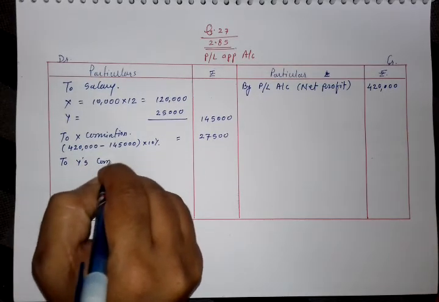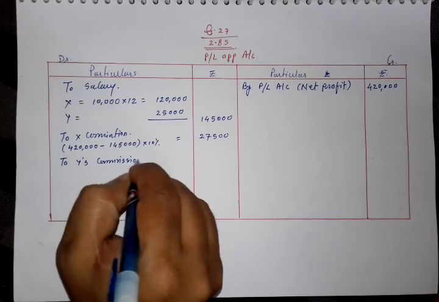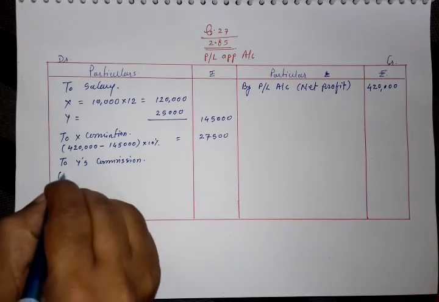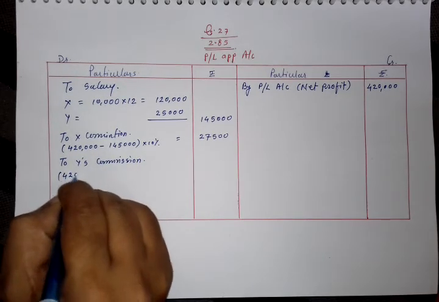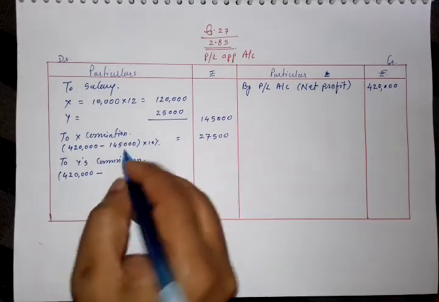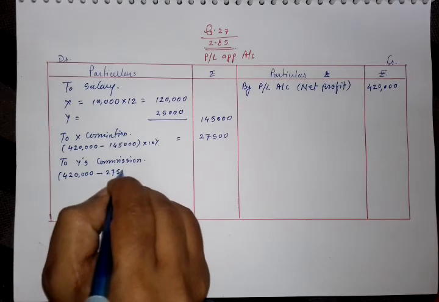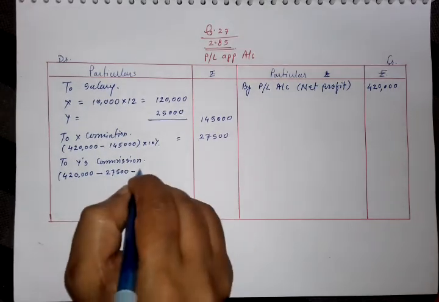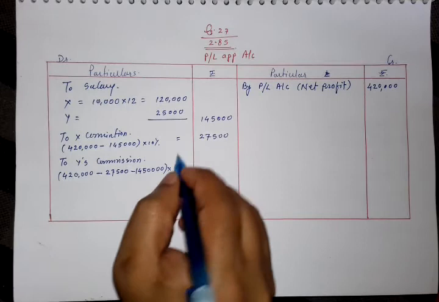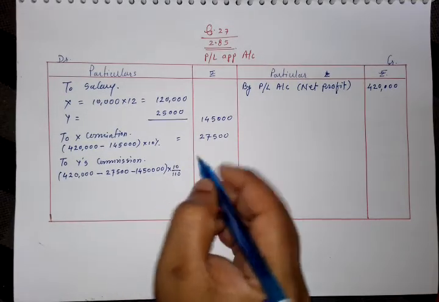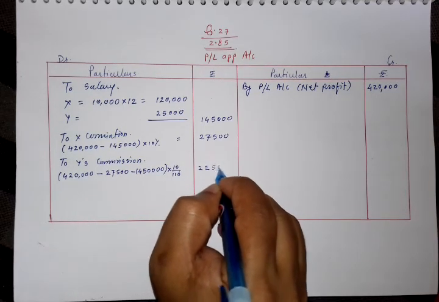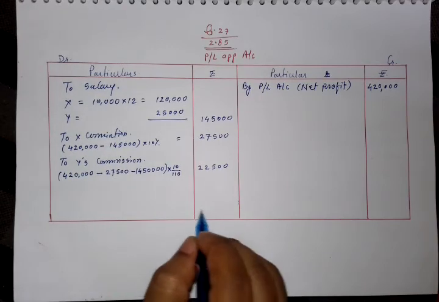In the same way we have to calculate commission for Y. Here we are calculating in a different way. How? See, 4,20,000 as usual, minus commission of X 27,500 and minus both salaries 1,45,000, into 10 by 110. Okay, so we are having 22,500. Okay, that is clear.